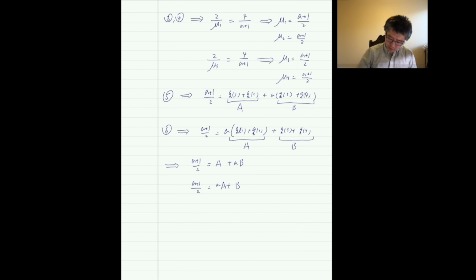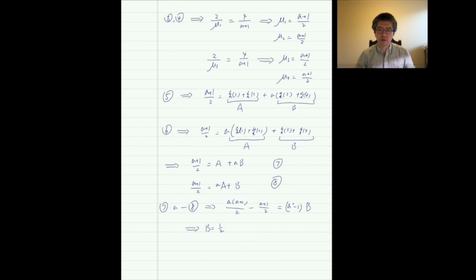So basically, what we can do here is that if we let this be 7, this be 8, we can just use 7 multiplied by A minus 8, right? So then what we get is A times (A plus 1)/2 minus (A plus 1)/2 equals (A squared minus 1) times B. Okay, A can be cancelled, and from here we can solve for B equals half. Okay, and then similarly we can also get A is half as well.